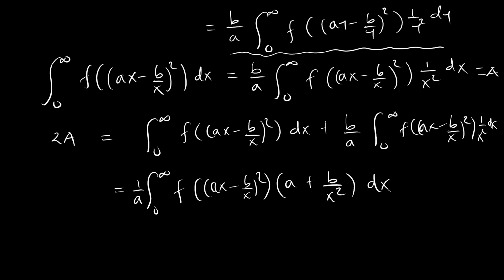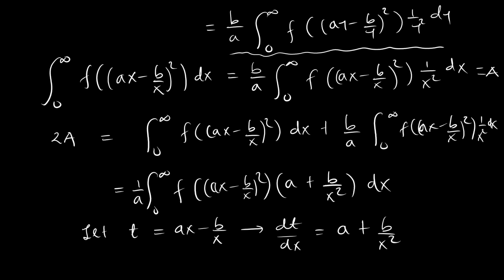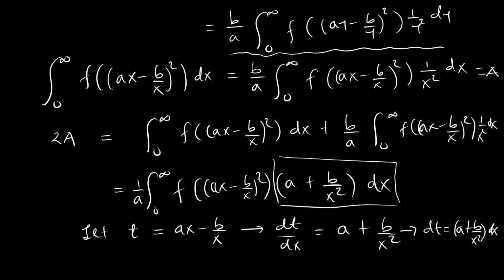So what else do we do? Let t be equal to ax − b/x. What does that mean? It means that dt/dx is equal to a + b over x squared, which means that dt is the same as (a + b over x squared) dx. So this part here can be substituted with dt. So let's box that up.